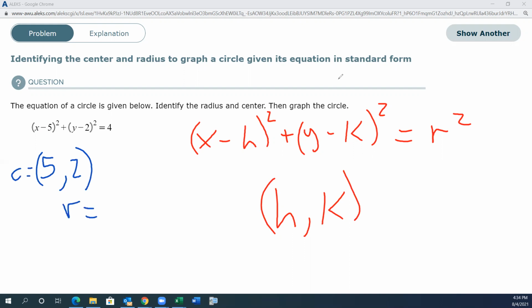Now, what about the radius of the circle? Well, whatever's on the right side of the equation is the radius squared. So if you take the square root, you're left with just the radius. And the square root of 4 is 2. Let's try another one.